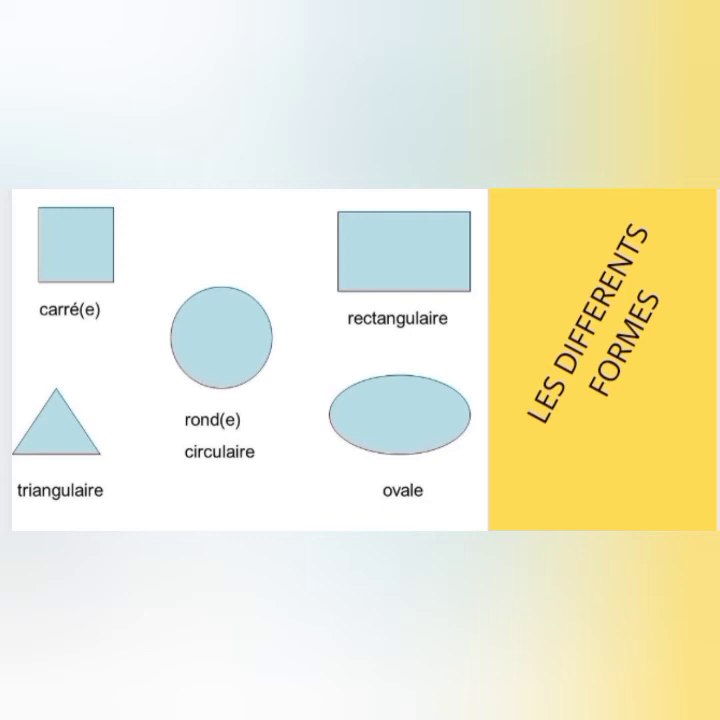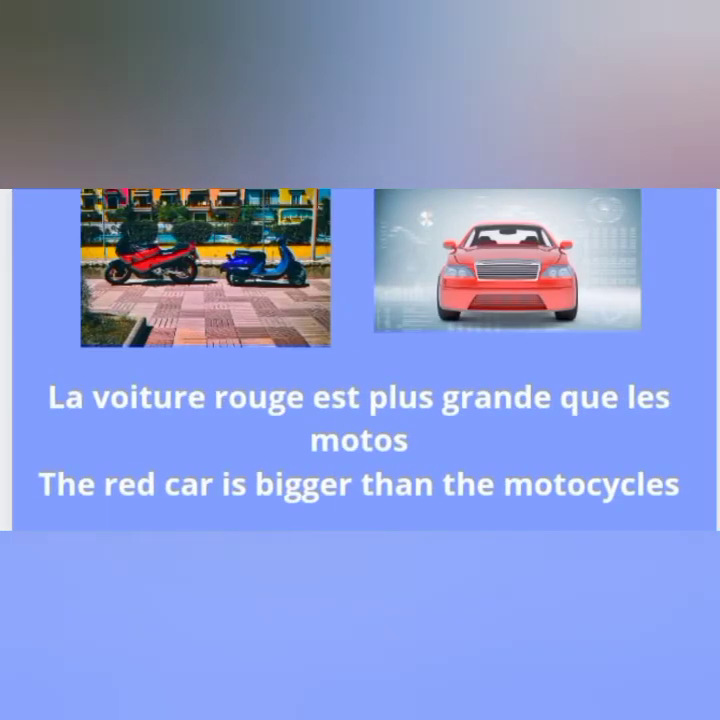Okay, now, like I said before, we have some expressions to use. Here, I'm using color. La voiture rouge est plus grande que les motos. Which means the red car is bigger than the motorcycles. The red car is what? Bigger than the motorcycles. Okay, the use of color is here. The red car is bigger than the motorcycles.